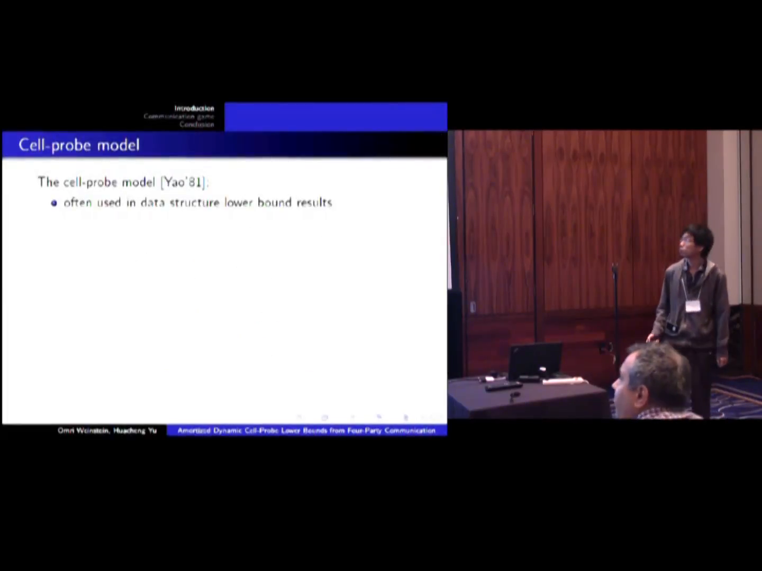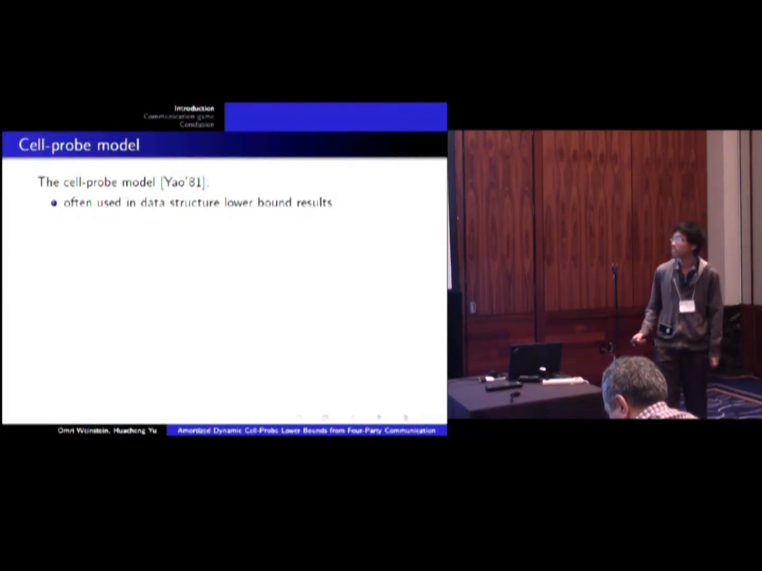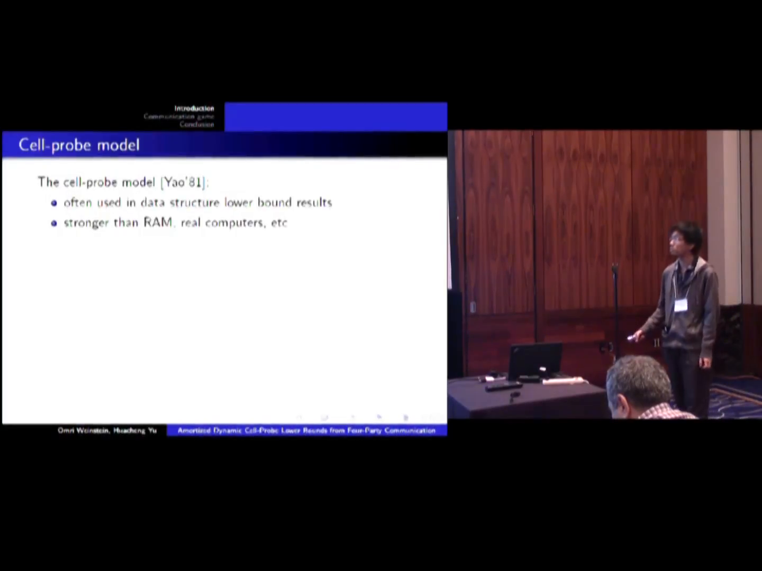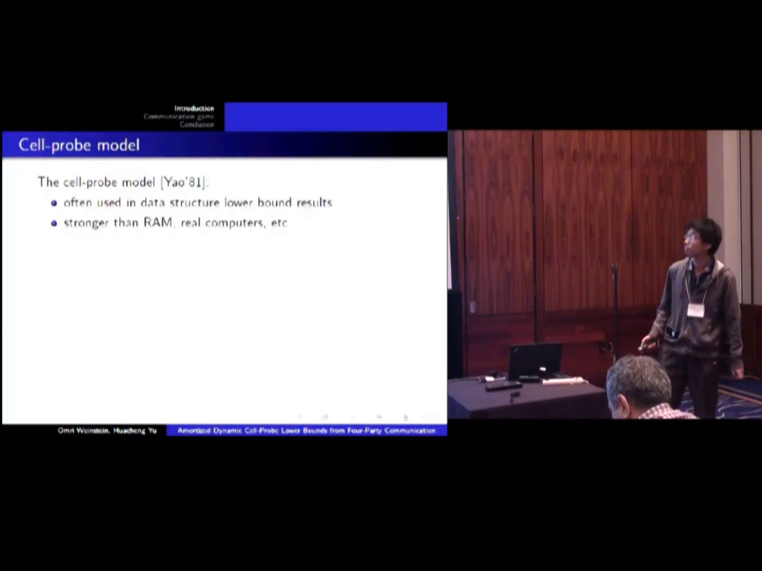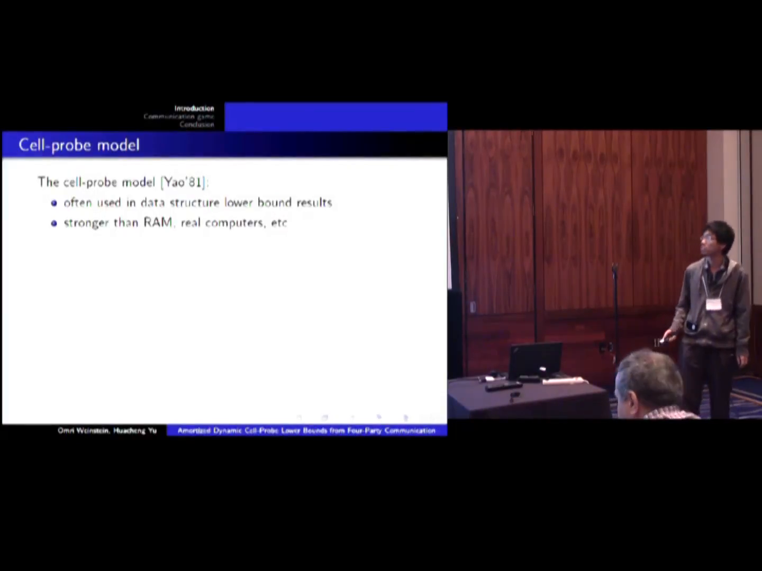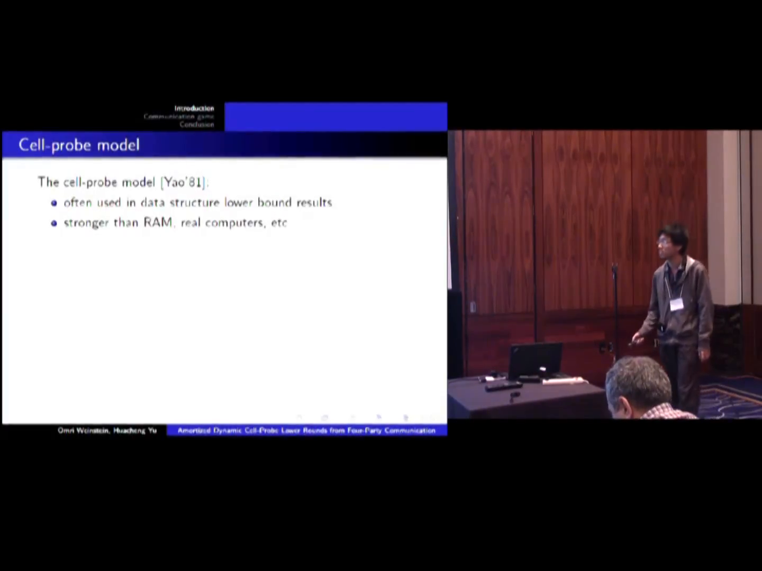The cell-probe model proposed by Yao is often used in data structure lower bound results. These lower bounds are robust in the sense that the cell-probe model is a very strong model. All lower bounds proved in it will also hold in, for example, the RAM model and for real computers. In this talk, I'm not going to define formally what the cell-probe model is. It's not crucial. If you don't know it already, that's completely fine. You can just think of it as a RAM model or real computers with appropriate word size.